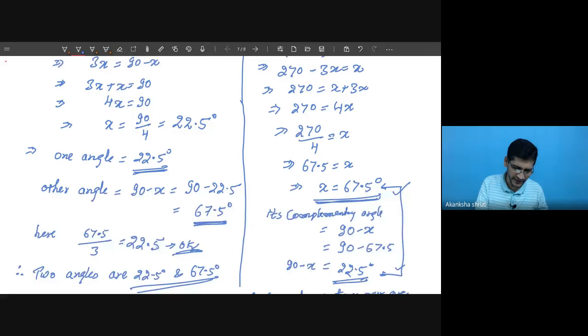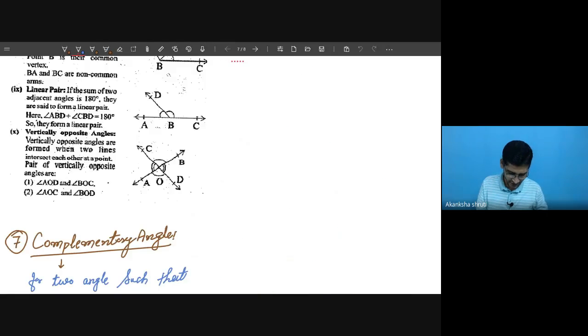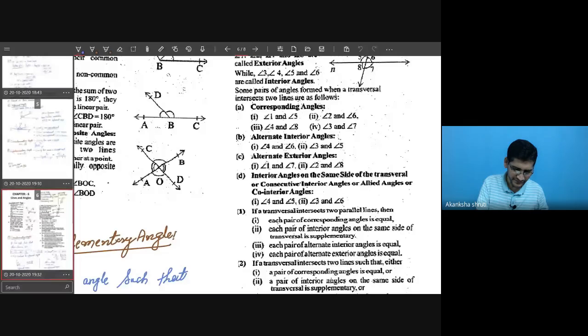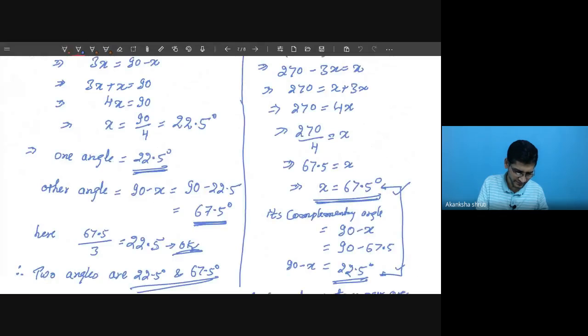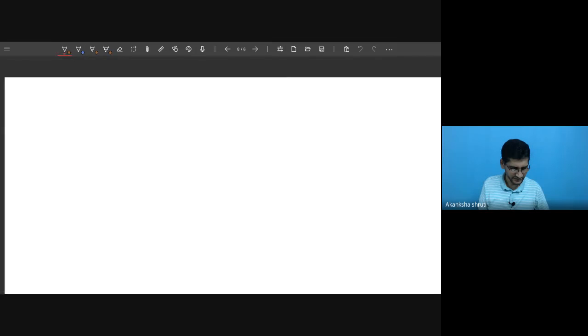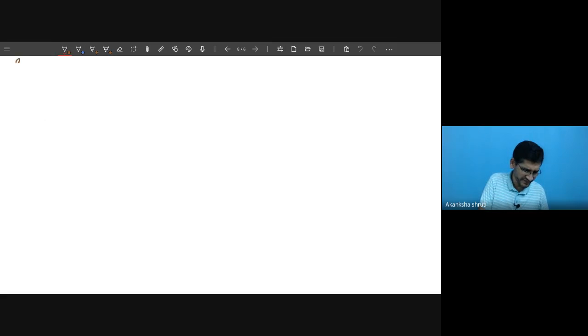Now let us go for the supplementary angle. Students, complementary angle is over. Now let me go for supplementary angle. It is our 8th one.